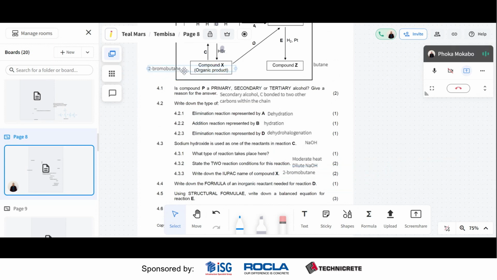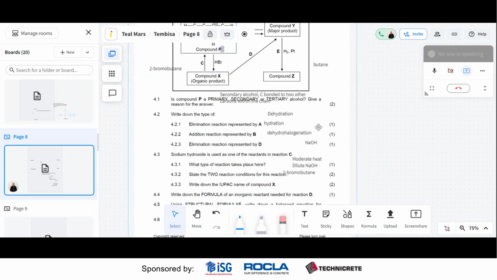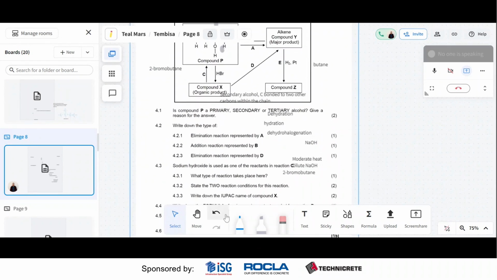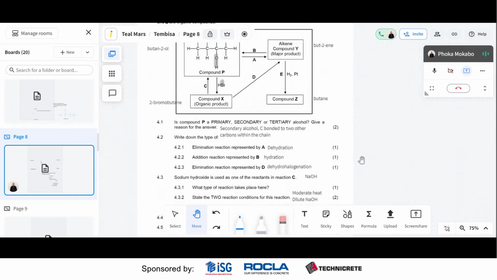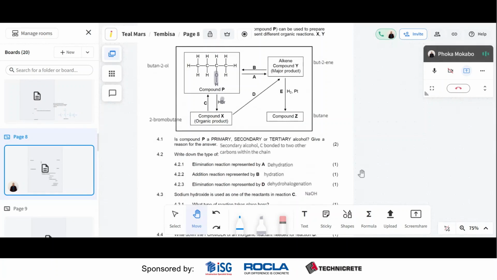Okay, just put that back there. Cool. That is question 4.3. Then write down the formula of an inorganic reactant required for reaction D. Let's just have a look. Let's not move the entire thing. Reaction D, we go from a bromobutane to butene.